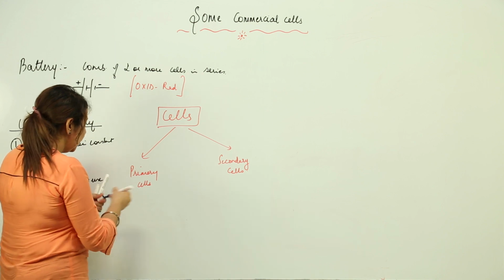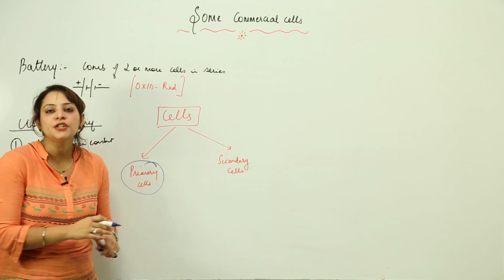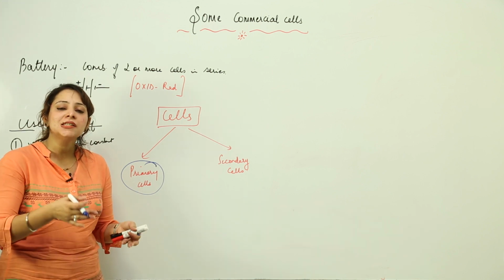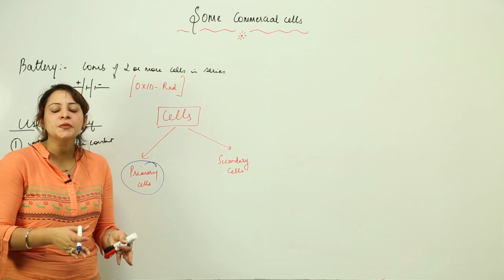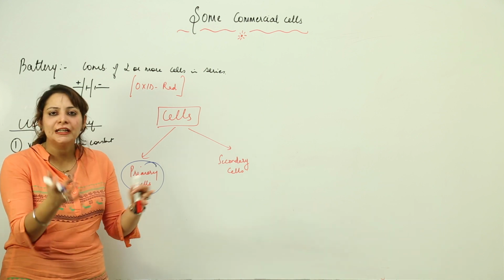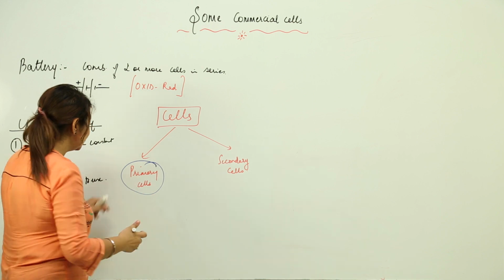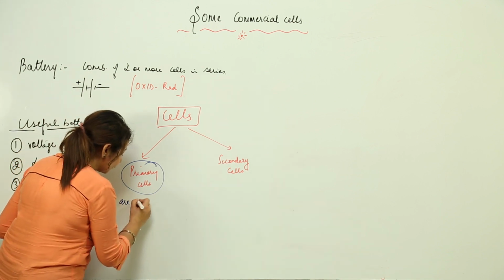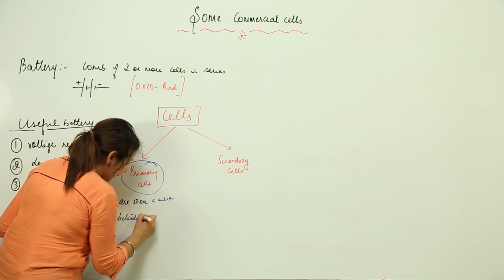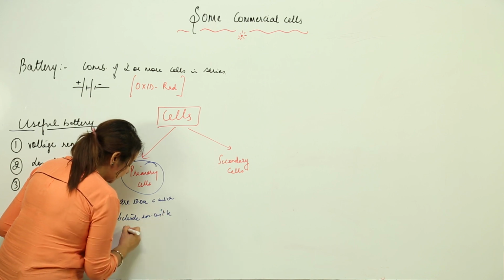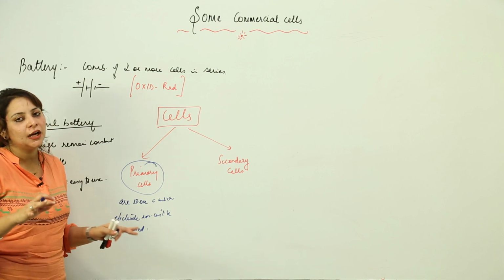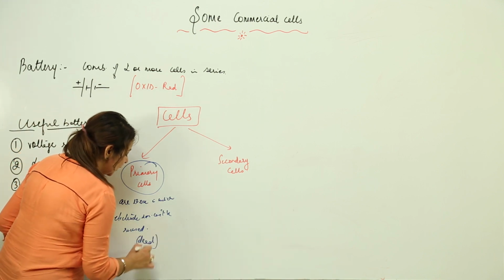Primary cells are those which cannot be recharged. That means a spontaneous reaction occurs in them, and as soon as the reaction stops, the cell becomes dead, and no external energy can reverse those reactions or make the cell work again. So I will write here that primary cells are those in which electrode reactions can't be reversed. Once the reactions are finished, the cell ultimately becomes dead and we cannot recharge it.